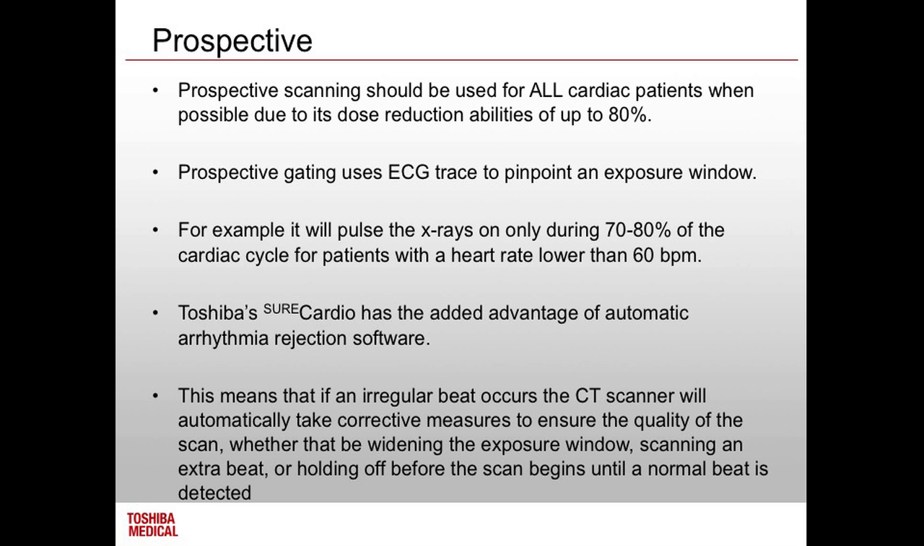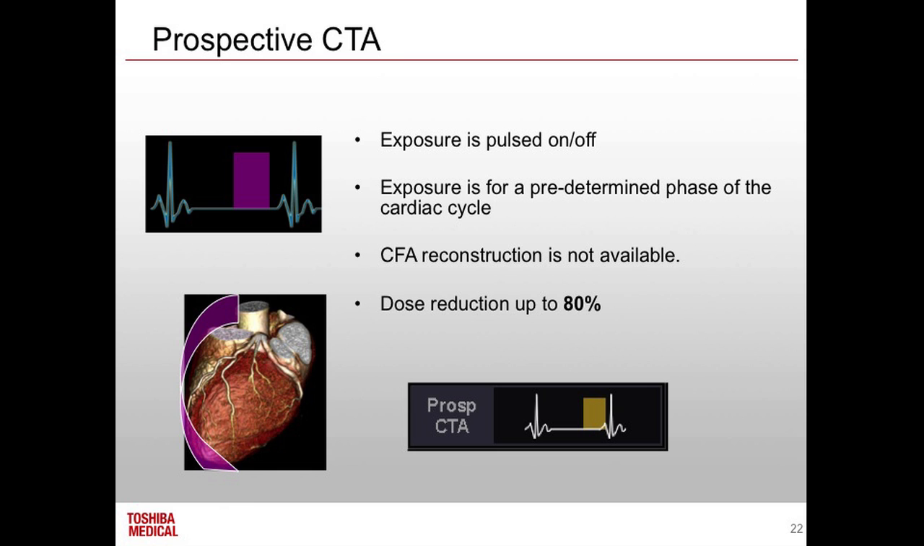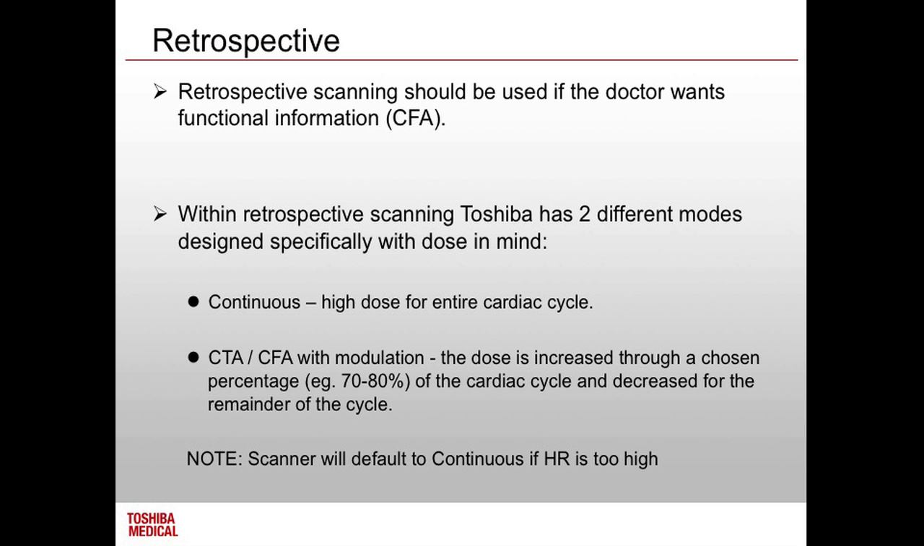I was hoping there'll be a picture. Oh, there you go. So we just turn the x-rays on in this section. We don't turn it on over the whole R to R cycle because that would give us a higher dose. Some things we don't have the option for, so CFA means cardiac functional analysis. That's when we start talking about ejection fractions and all that sort of stuff, which we don't really do so much of anymore because we know we can do it on other modalities that don't give radiation. So we just pulse the dose on and off.